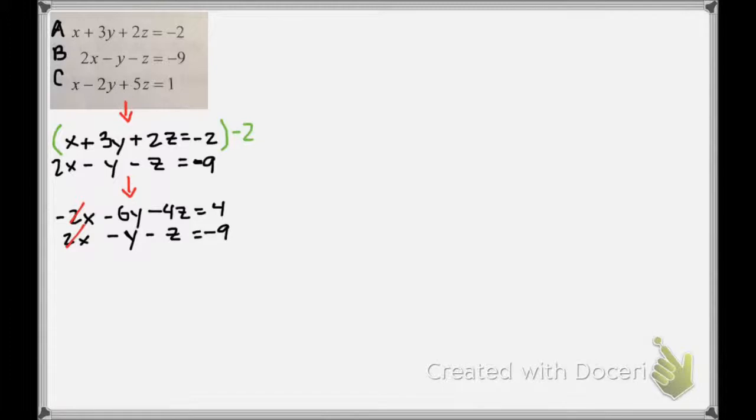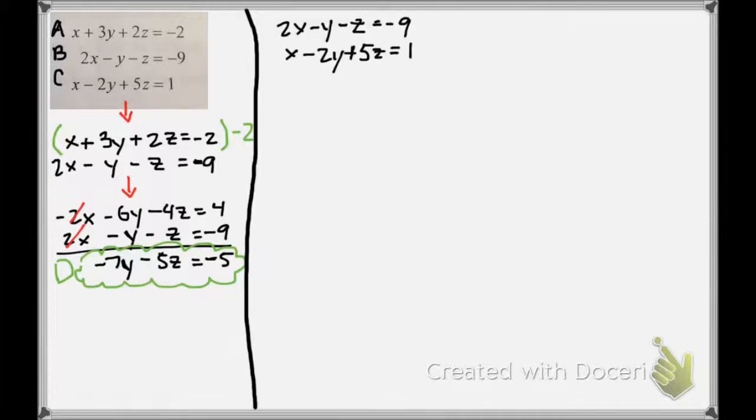After canceling out the x's, add the rest of the equation together. -6y and y become -7y. Bring that straight down. -4z and -z become -5z. And bring that down as well as the equal sign. And 4 and -9 become -5. We now have a new equation, which I will label as D. We're going to leave that there and work on the second step, but we'll come back to that.